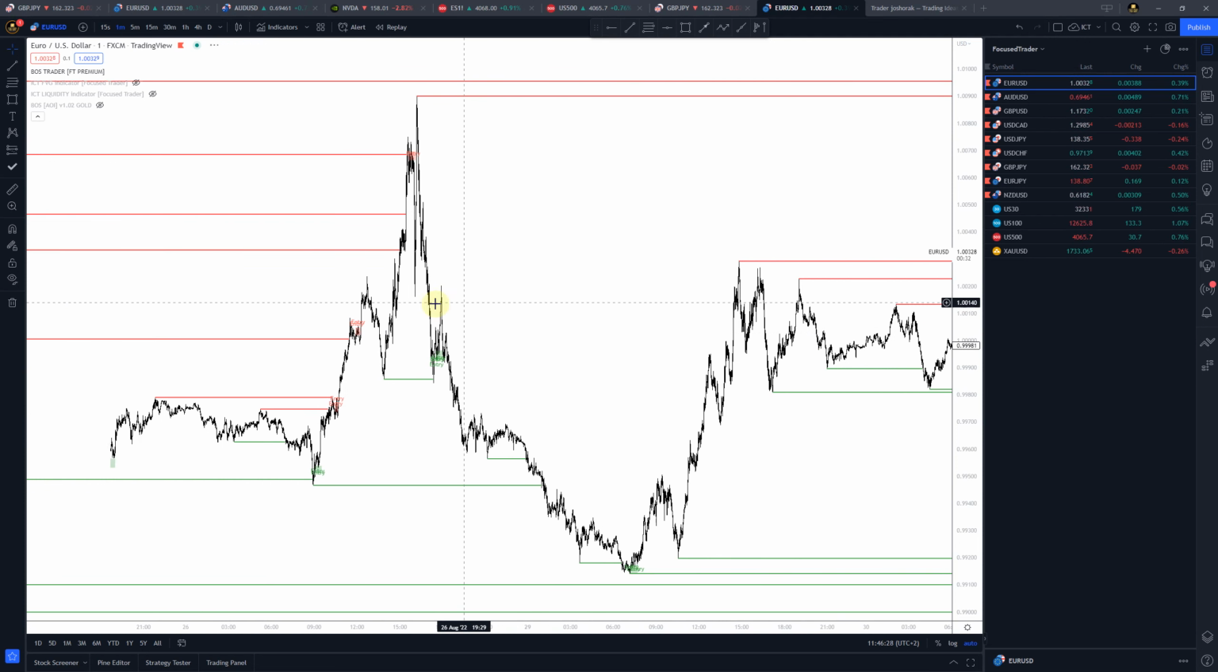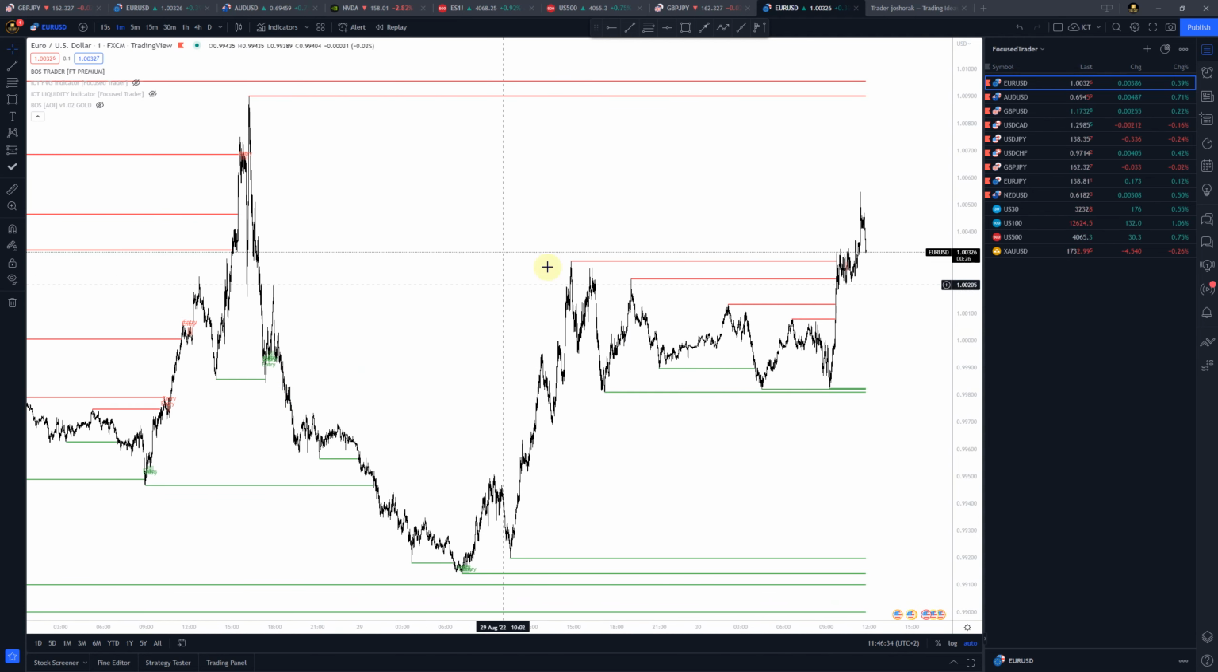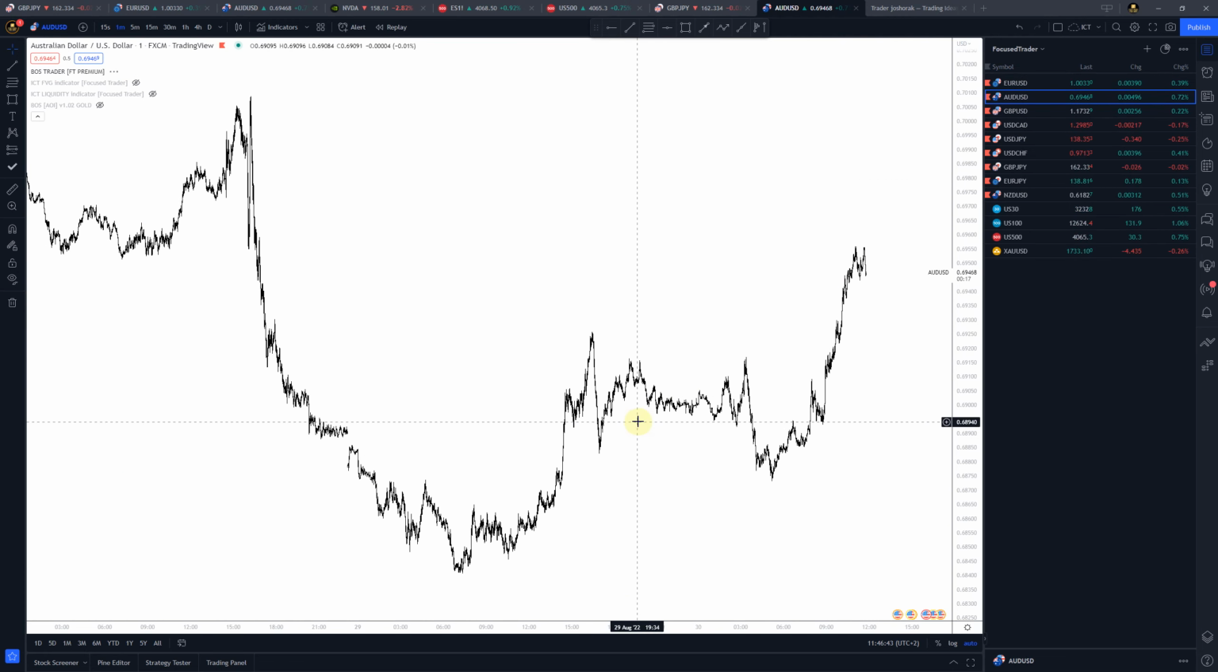As you can see, there are lots of them, and since I'm showing you a lot of entries were in the London and pre-London session or ending of Asia session, there are also a lot of trading opportunities on other markets in other sessions and time frames.